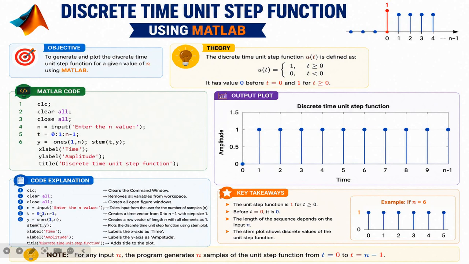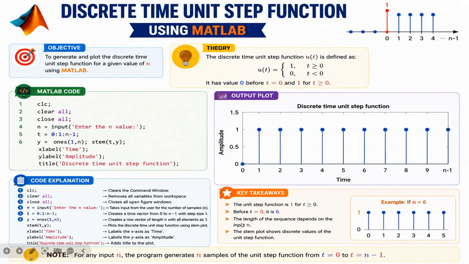Okay, then you have t is equal to 0 colon 1 colon n minus 1, which creates a time vector from 0 to n minus 1 with step size 1. Then you have y is equal to ones(1, n), which creates a row vector of length n with all the elements as 1. Okay, stem(t, y) plots a discrete time unit step function using the stem plot. Fine. Then xlabel, ylabel, and title remain the same.